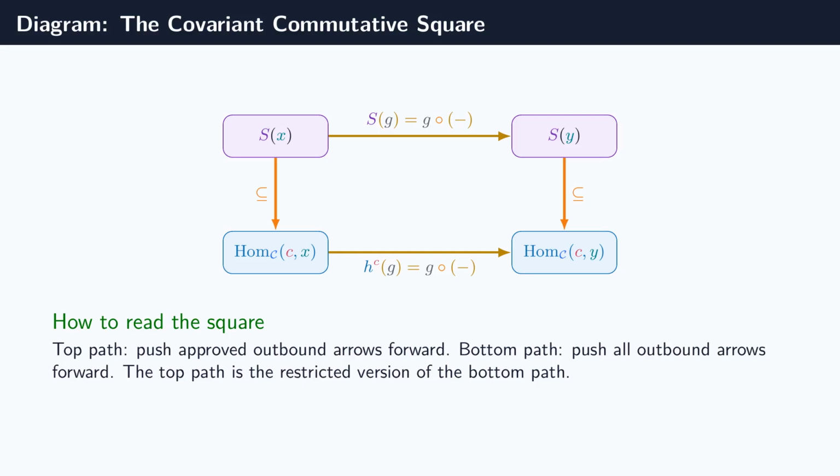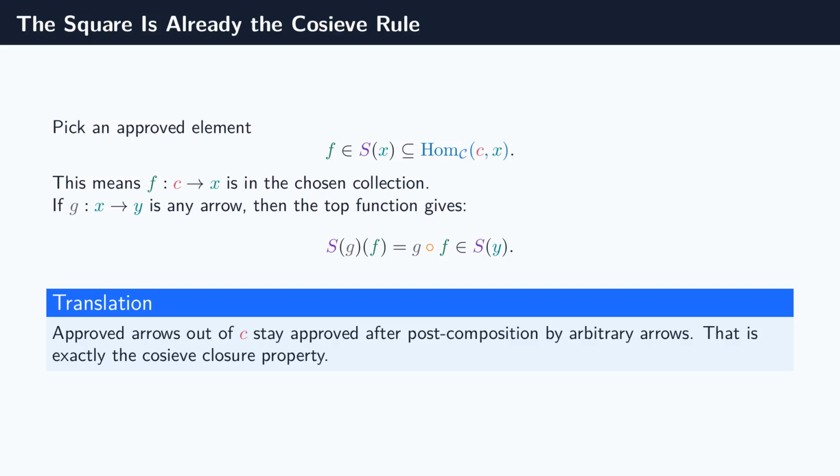The covariant commutative square expresses that same rule formally. The top path pushes approved arrows forward inside the smaller selected sets. The bottom path pushes all arrows forward inside the full Hom sets. The inclusions connect the small world to the large world. The square says the small push forward is exactly the large push forward restricted to approved arrows. The square is already the Cosieve rule.